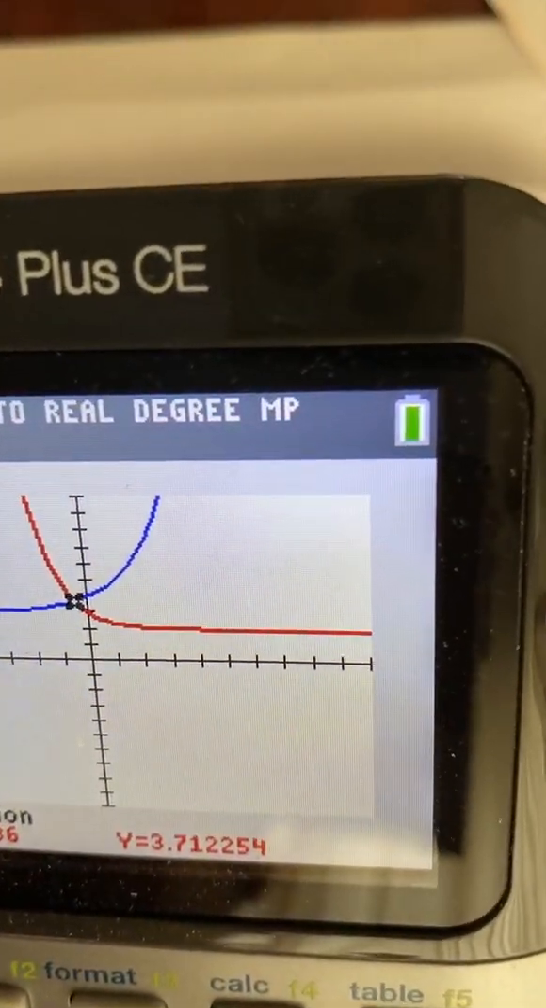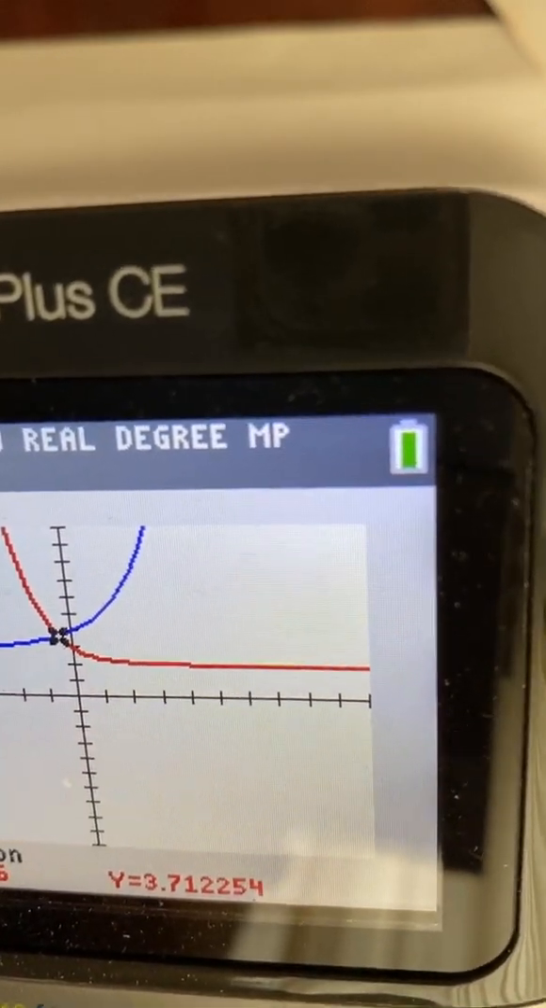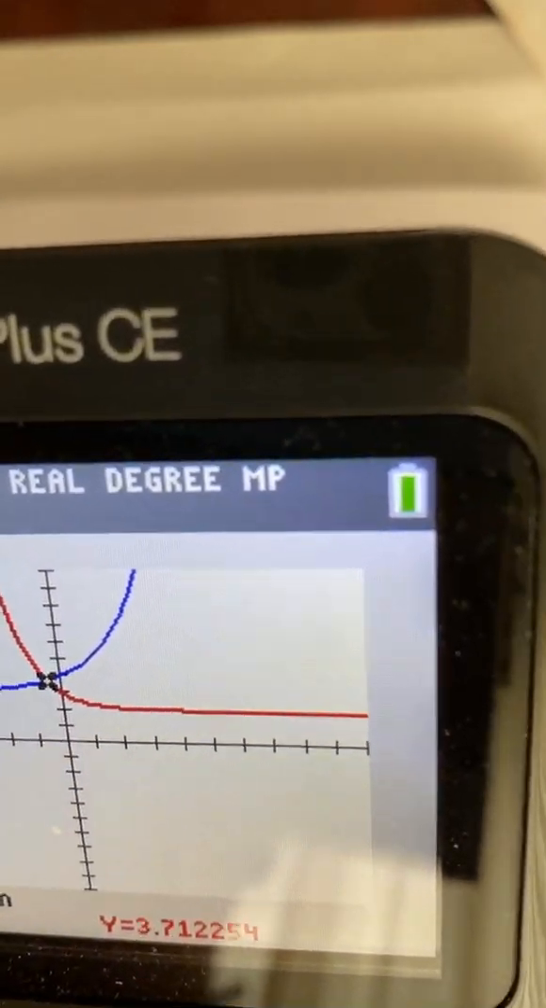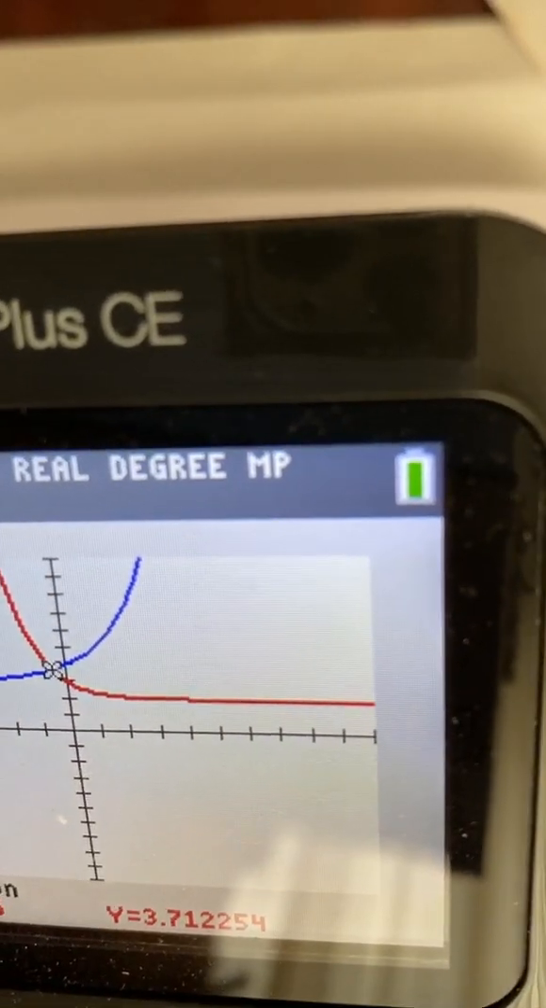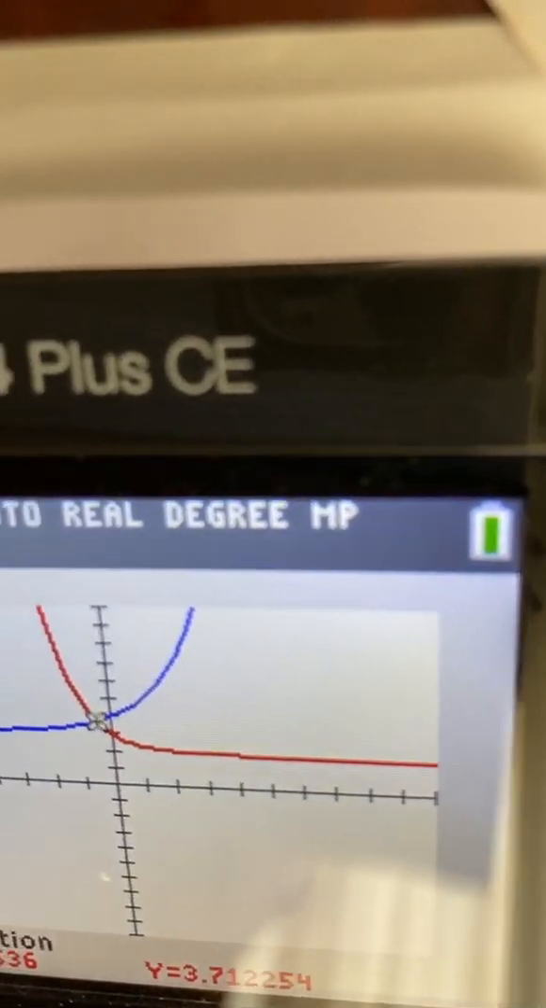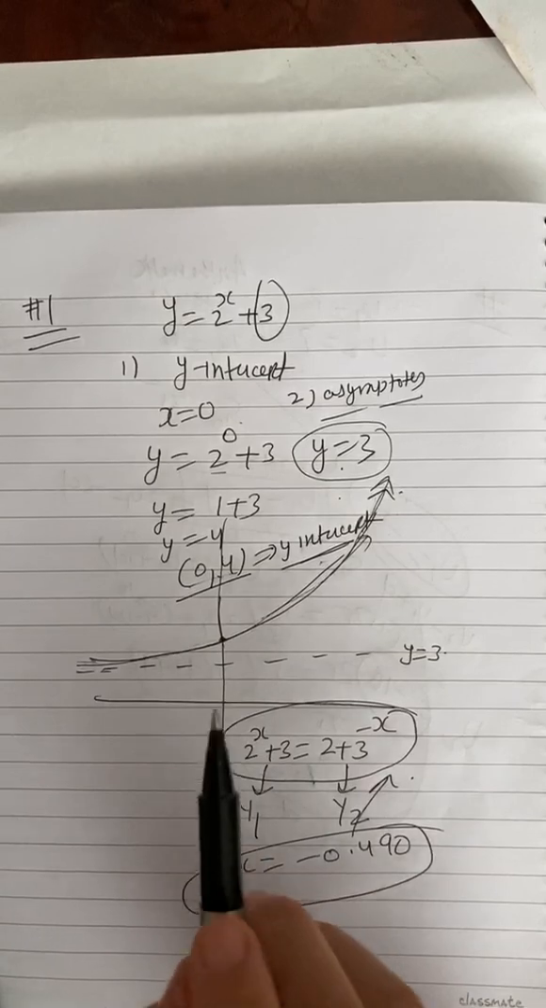negative 0.489536, and because it's the value of x which you have to find, we'll round it to 3 significant figures. So negative 0.490 is your answer. So x is equal to negative 0.490 is the answer for this one. Now they are also asking you here to find the domain and range.